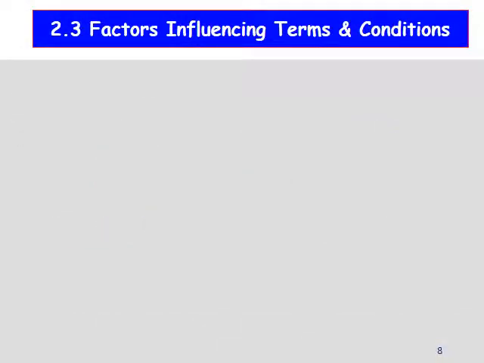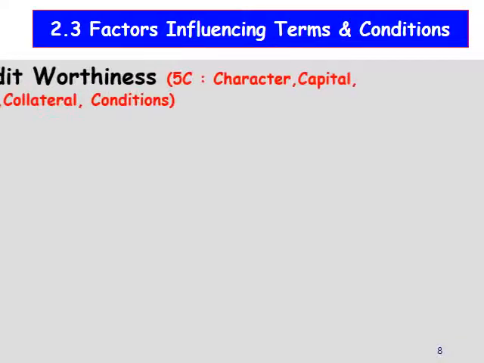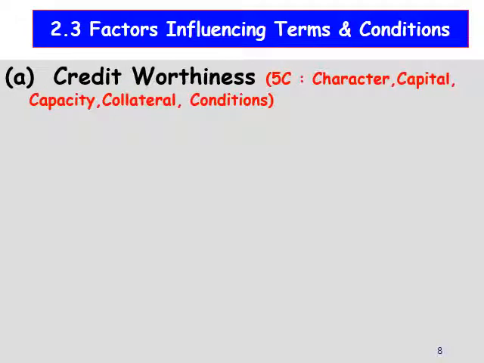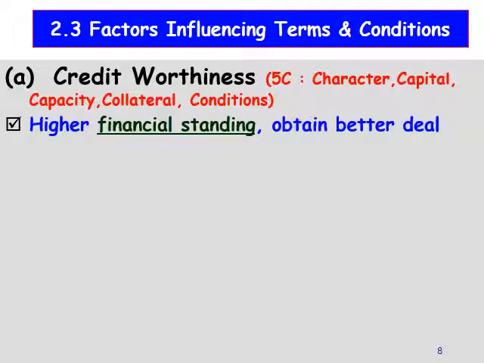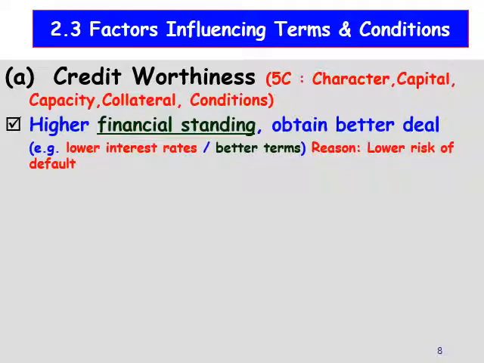Factors influencing terms and conditions. Creditworthiness, the 5 C's: character, capital, capacity, collateral, and conditions. A borrower with higher financial standing will obtain better deals, such as lower interest rate and better terms. The reason is that the borrower has a lower risk of default.